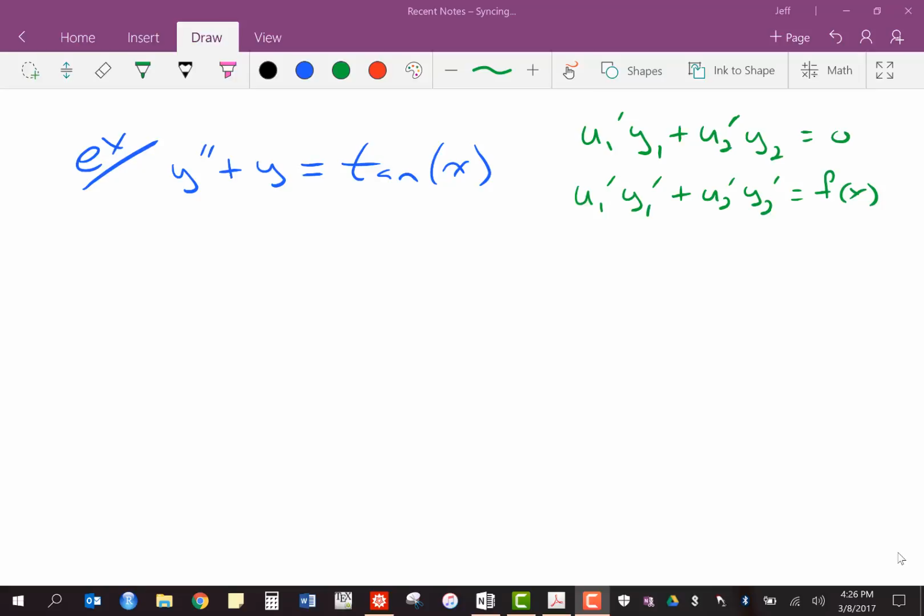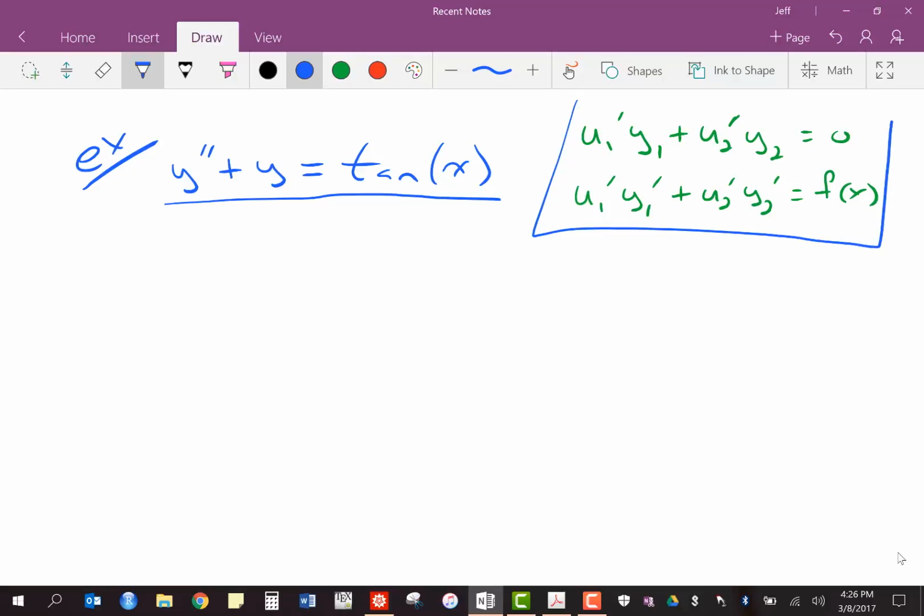Okay, so let's see if we can get a handle on where we are so far. Going back to my original example, I'm looking to solve this differential equation, and what we just concluded was that we need this to be true in order to find out what u1 and u2 are going to be.